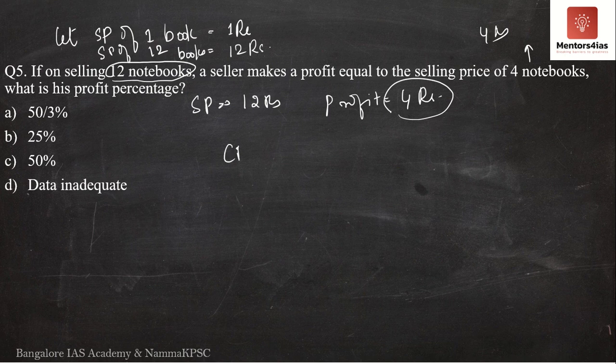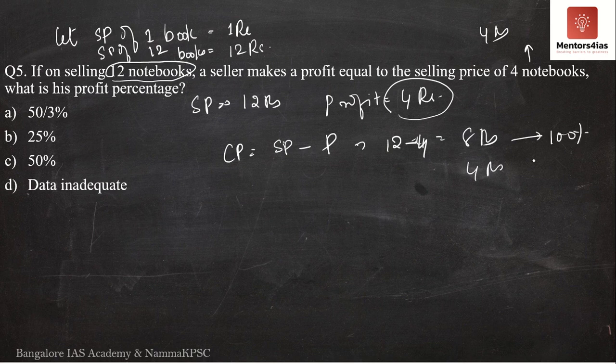We will first determine the cost price. Cost price is nothing but selling price minus profit, which is 12 rupees minus 4 rupees, which is equal to 8 rupees. Therefore, the cost price of 12 notebooks is 8 rupees, meaning 8 rupees is 100%.